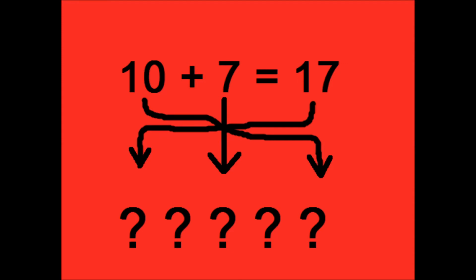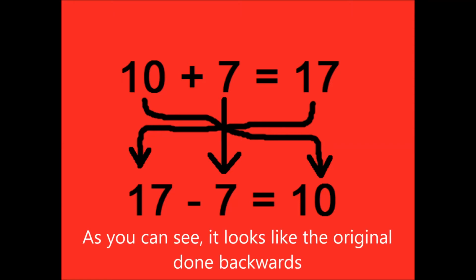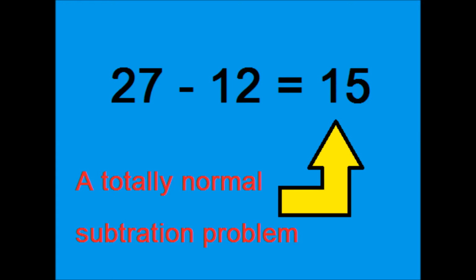So if you're going to use an opposite operation on something, like this particular equation, you basically flip the whole equation around. 10 would be at the start, then 7 would be in the middle as ever, and 7 would be at the end. Then you subtract instead of add, and you'll get something that looks similar to a version of the original equation done backwards. Let's move on to some subtraction.